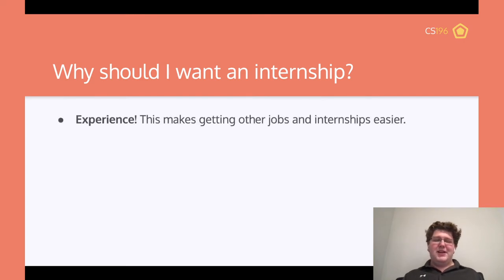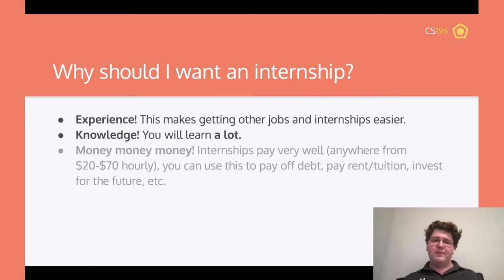And one of the big things is experience. It makes getting other jobs and internships easier, right? If you've done an internship with one company 1 year, then getting an internship at another company the next year will probably be easier. Another thing is knowledge. You're going to learn a lot, okay? You're basically doing a lot of hands-on things for 3 months straight. So it's basically a semester, except instead of doing theory and assignments, you're spending all of your time working on hands-on practical applications that are actually going to be used. And that's a very different experience. So you're going to learn a lot through that process.